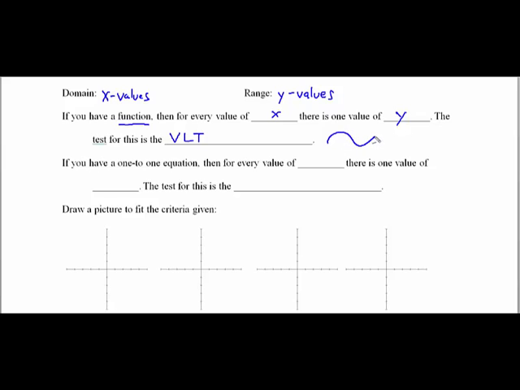So as I continue to draw this wavy line, as long as it doesn't split in two directions at once or double back on itself, it's considered a function because it passes the vertical line test. A vertical line will only touch it once.